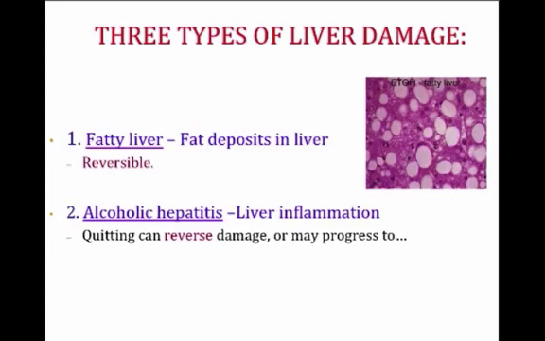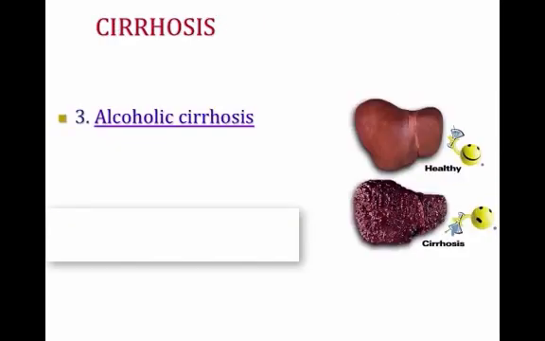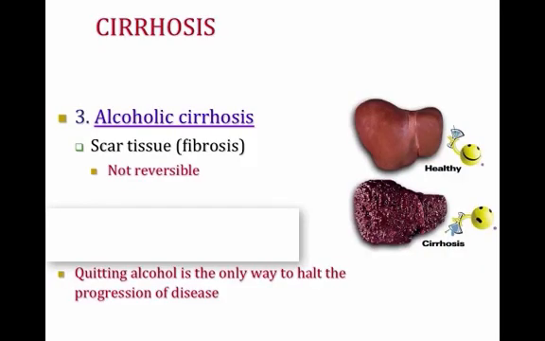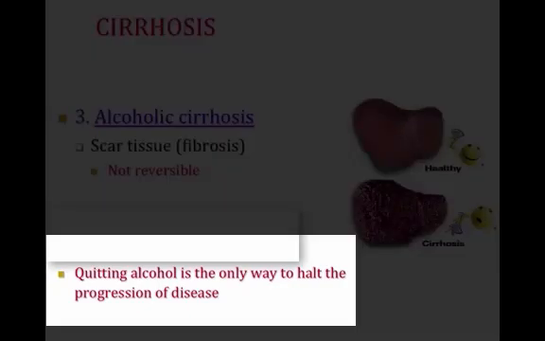However, if you continue to keep drinking, you may progress to alcoholic hepatitis or liver inflammation. Symptoms of this condition can include fever, jaundice, which is when the eyes and the skin turn yellow, abdominal pain, nausea, fatigue. It can occur both from chronic and binge drinking. Quitting can reverse the damage, or it may progress to alcoholic cirrhosis or cirrhosis of the liver. This refers to scar tissue building up in the cells in the liver. This is not a reversible condition. While you cannot reverse the damage of alcoholic cirrhosis, you can halt the progression of disease by stopping alcohol consumption.